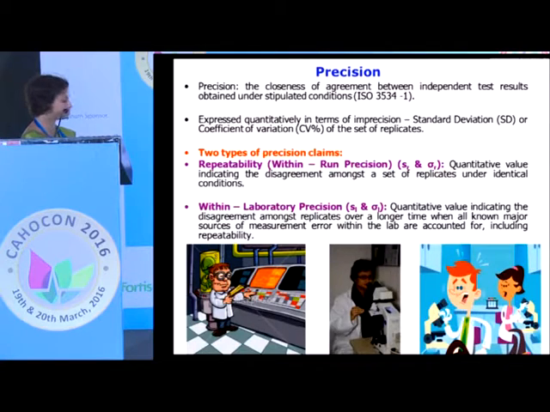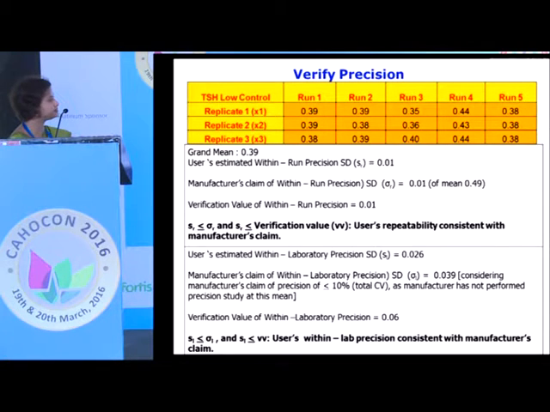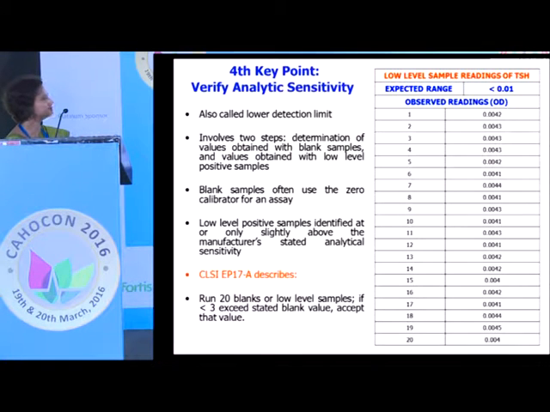Precision can be of two types: repeatability or within-run precision, and within-lab precision. We can do this, as I have already said, with 3 replicate samples at each of 2 concentrations for 5 days, that is 15 replicates in all. So this is our precision study. We need to calculate sigma R and the verification value. If SR is less than sigma R or the verification value, then we accept the precision study. Then this is the analytical sensitivity experiment. For that, we have done 20 blanks or low-level samples or 0 calibrators. If fewer than 3 exceed the stated blank value, we accept that.